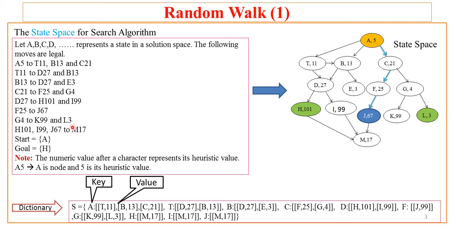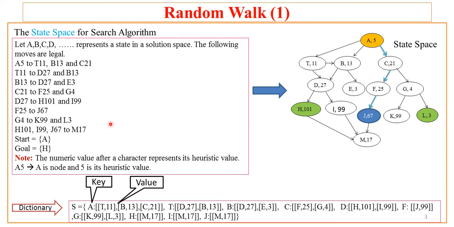One thing to be remembered here is that in the case of node specification, with the given node, a numeric value is specified. Now here if I say A5, that means A is the node and 5 is its heuristic value. Similarly, we have been given start node A and our goal node can be H and any other node which we basically like to explore as the goal of the given problem.